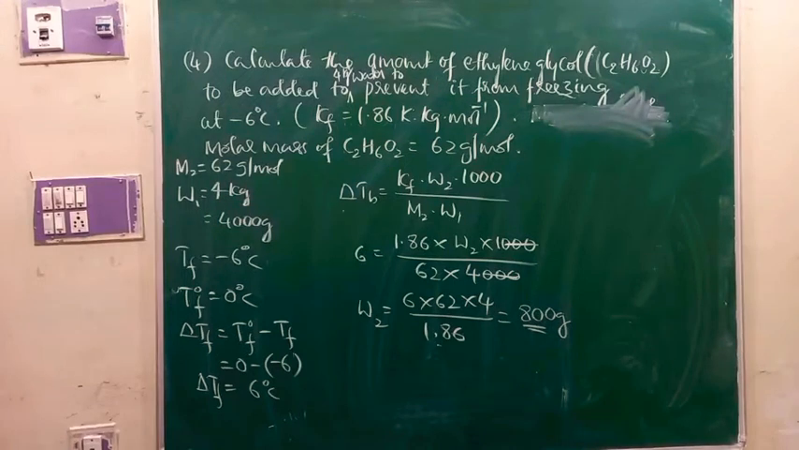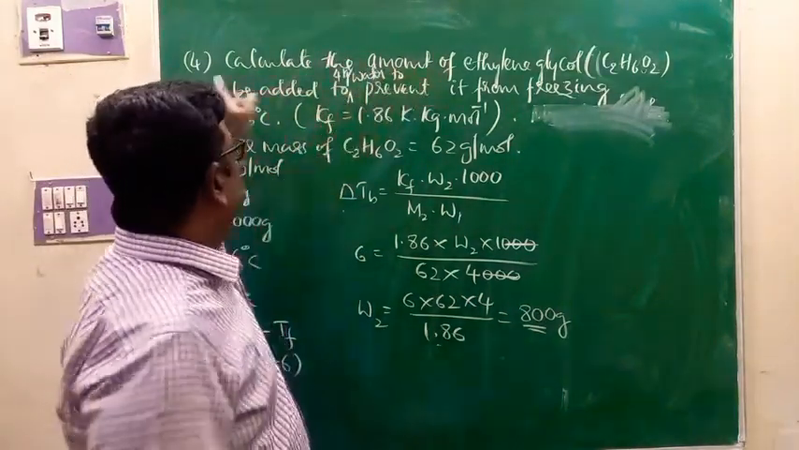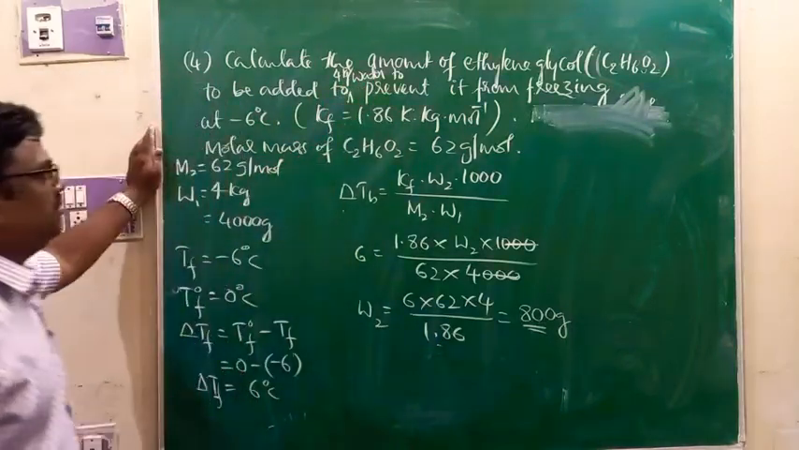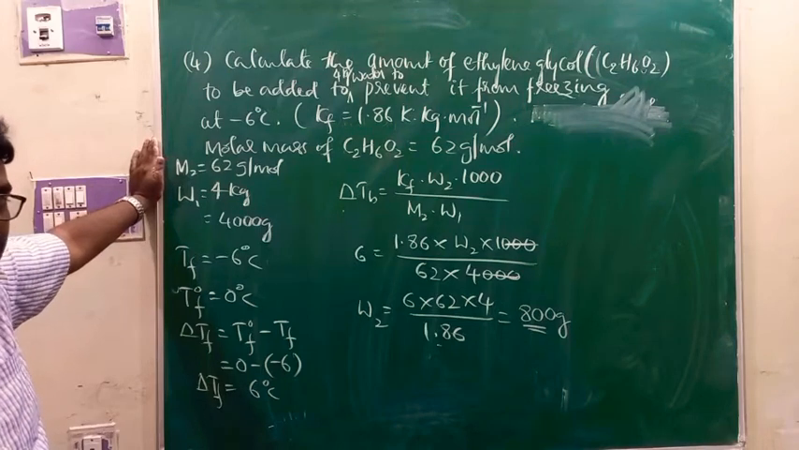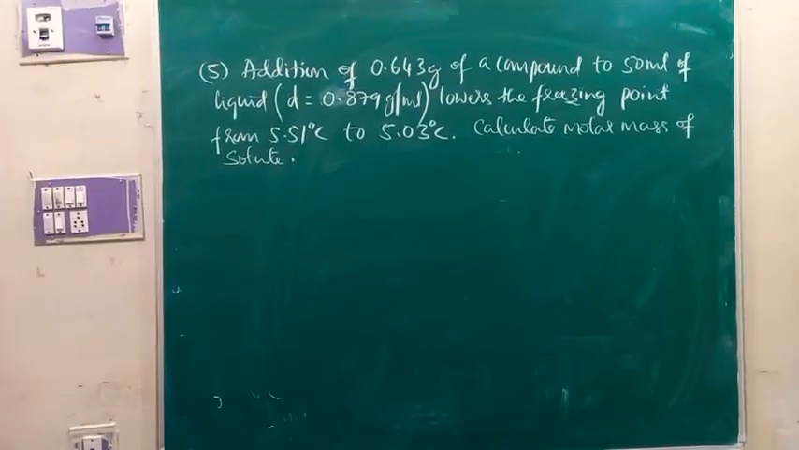So this is calculation of the mass of ethylene glycol there, and of course depression in freezing point. So we made the correction: calculate the amount of ethylene glycol to be added to 4 kg water to prevent it from freezing at minus 6 degrees Celsius. Please correct that a little. Yes, so that's it. We'll go for the last problem of the class, right? We'll see that now.